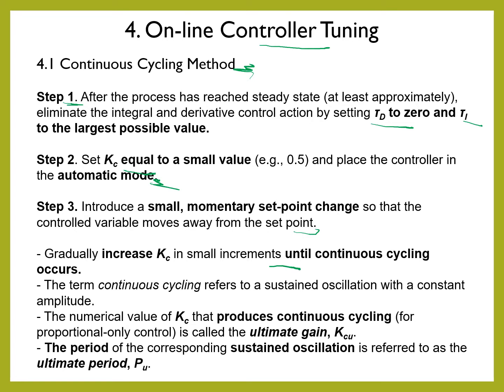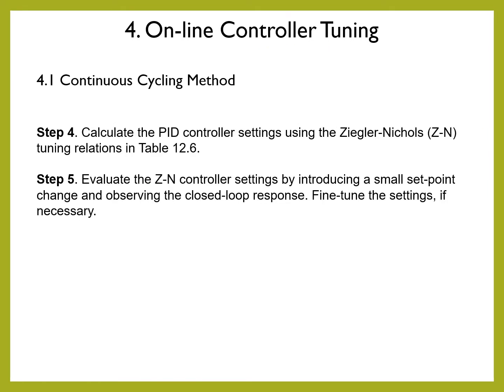Now, the numerical value of Kc that produces sustained oscillation is called the ultimate gain, Kcu, and the period at this Kc value is called the ultimate period. Next, calculate the PID setting using the Ziegler-Nichols tuning relation given in table 12.6. And last but not least, evaluate this controller setting by introducing a small set point change and observe the response. Fine-tune the setting if necessary.